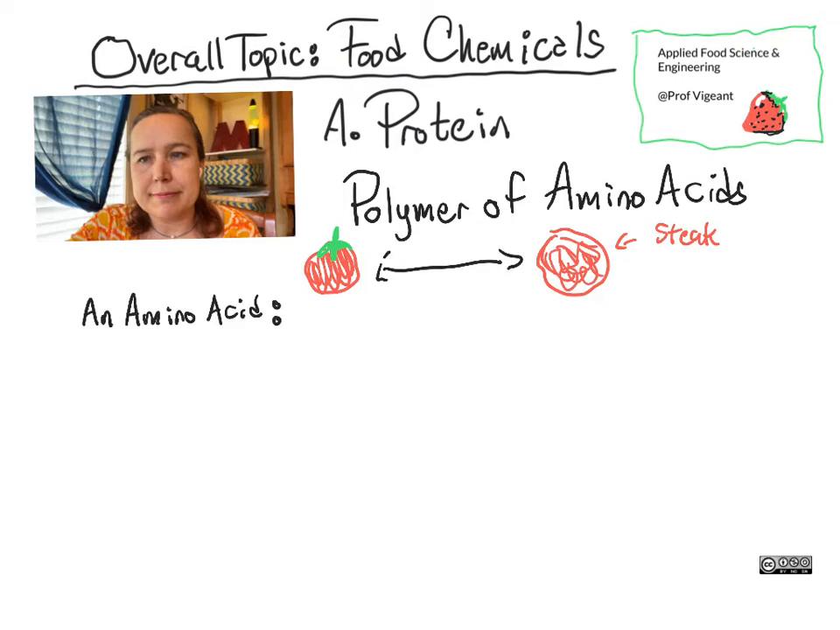An amino acid looks like this. We have a new chemical in the game, which is nitrogen. And you can see that an amino acid has two ends. We refer to one end as the nitrogen end, and the other end as the acid end, often. And there's something else that's special about this.